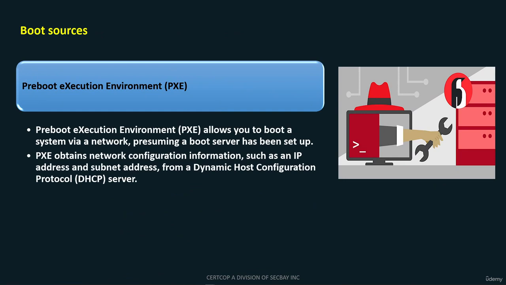PXE, or Pixie Boot, as it's been called. Pre-boot Execution Environment. This lets you boot a system via a network. Presuming that there's been a boot server set up, the PXE boot obtains network configuration information such as an IP address and subnet mask from a Dynamic Host Configuration Protocol, or DHCP, server. So if you don't have a boot source, in many cases Linux will boot into a PXE environment to try and pull from a network.